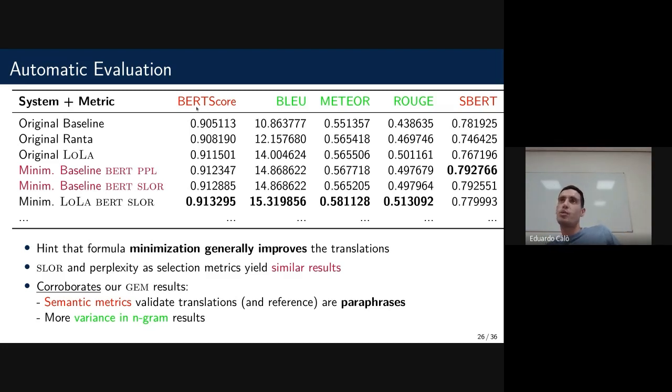While the differences between semantic-based metrics, in this case BERTScore and SBERT, and n-gram-based metrics, BLEU and ROUGE, corroborate the results that we got in the other paper. So semantic metrics, as you can see, are very similar, especially BERTScore.